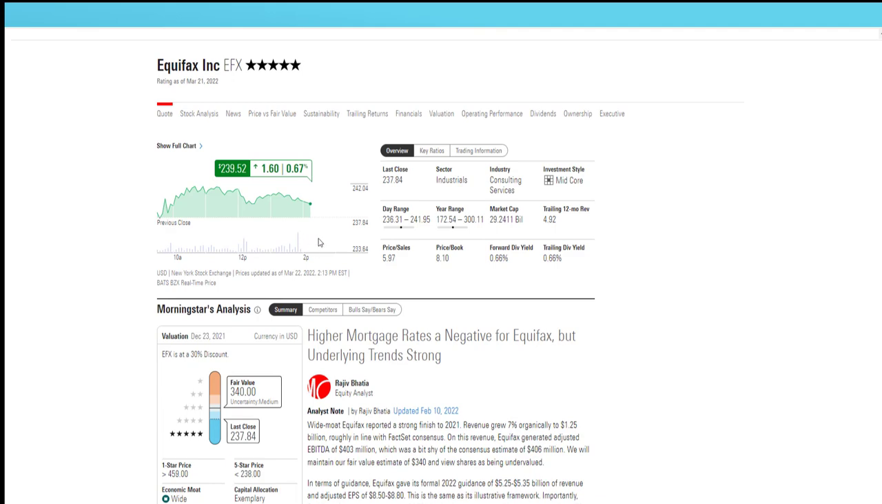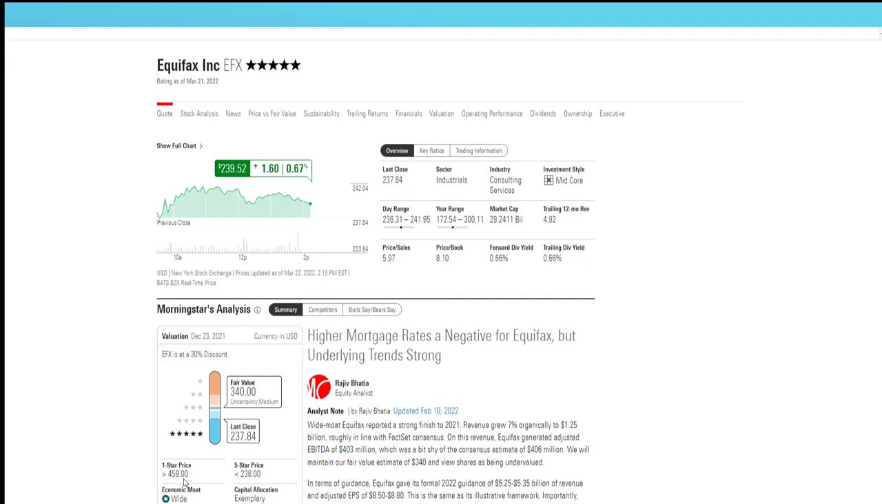As you can see here, we have the quote for Equifax. Last trading price, last close. It's in the industrial sector, consulting services. It's a mid-core stock. Price ranges, lots of information. Once again, we can see that this is an undervalued stock.